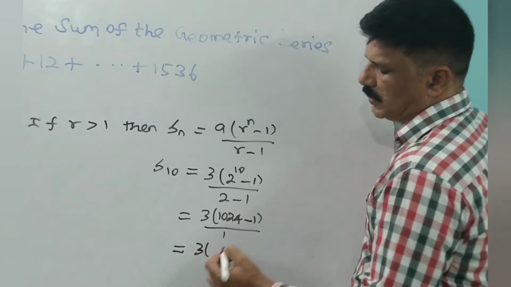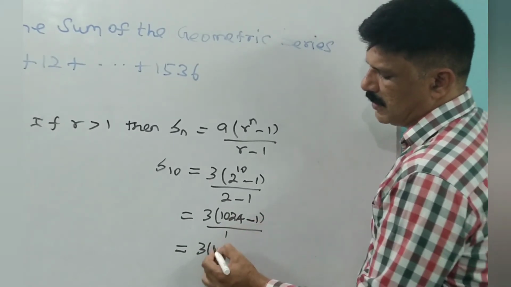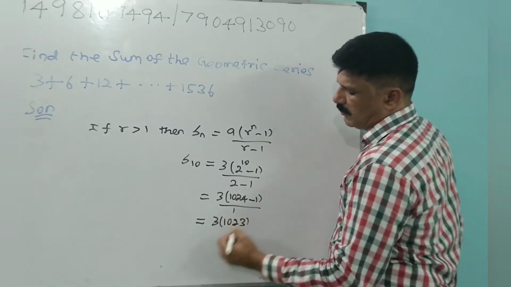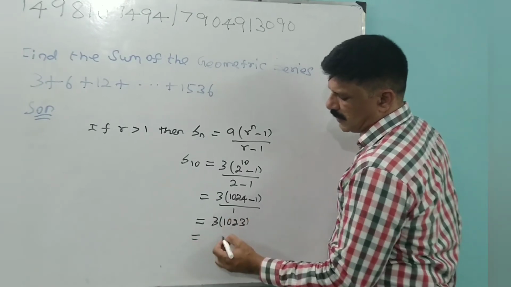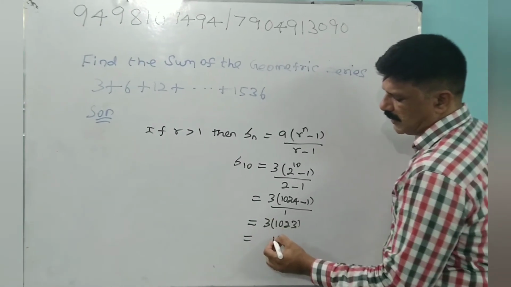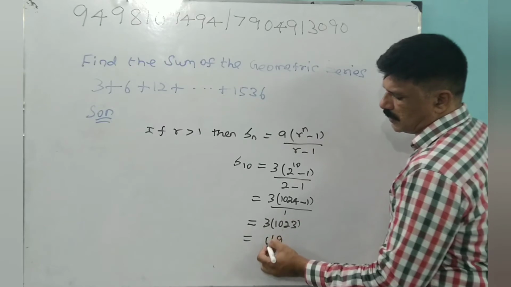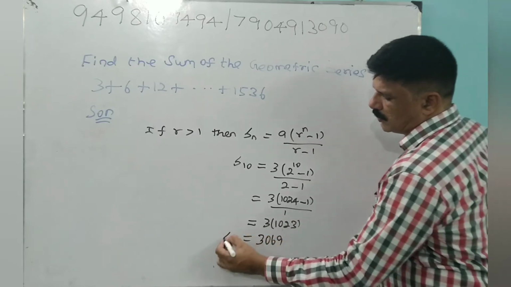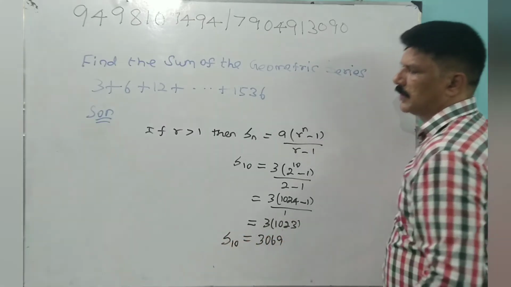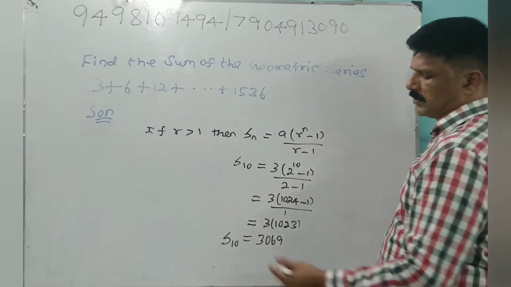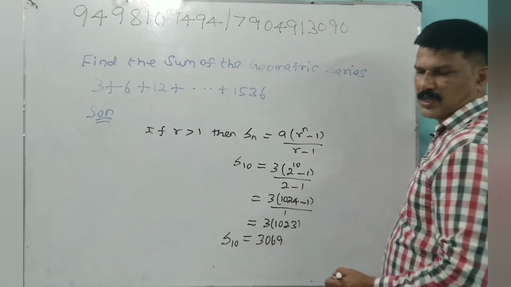Here 3 into 1024 minus 1, 1023. Multiply by 3, 3 3s are 9, 2 3s are 6, 0 into 3 0, 1 3 is 3. So the sum of n terms of the given GP is 3069.